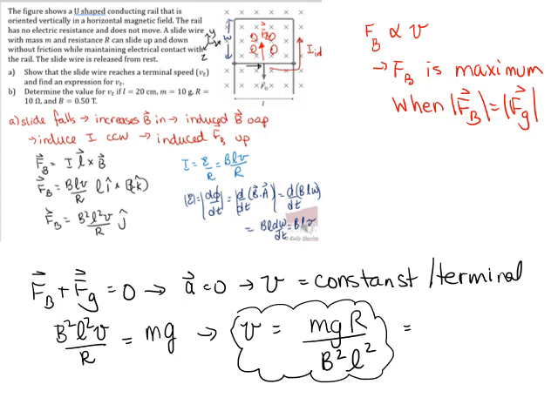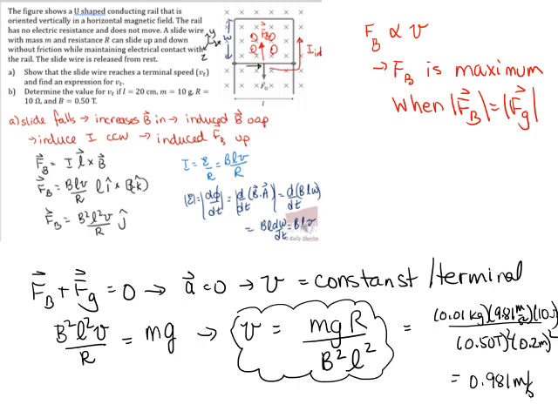To find the value, the mass is 10 grams, 0.01 kilograms. g is 9.81. The resistance of the loop is 10 ohms. And dividing that by the magnetic field squared times the length of that slider squared, 0.2 meters squared, we get a value of 0.981 meters per second.